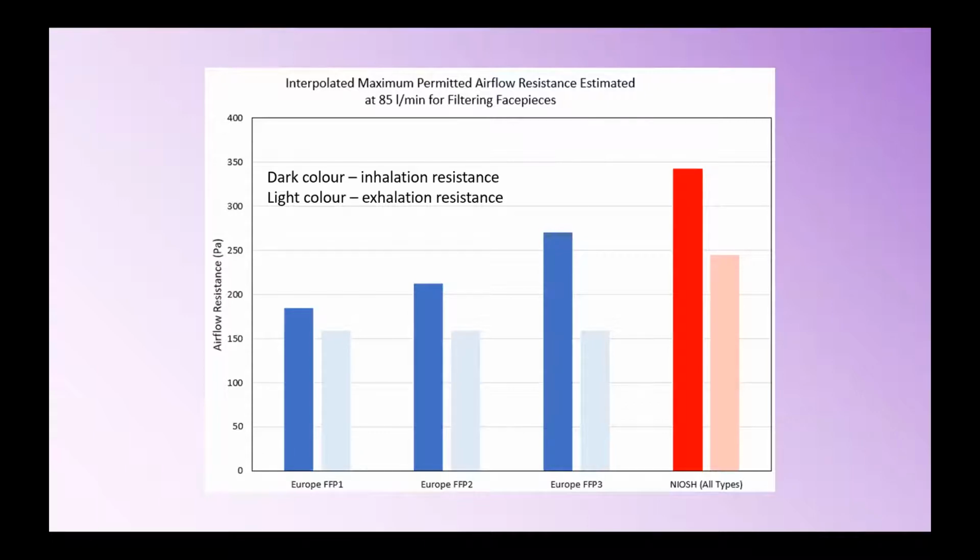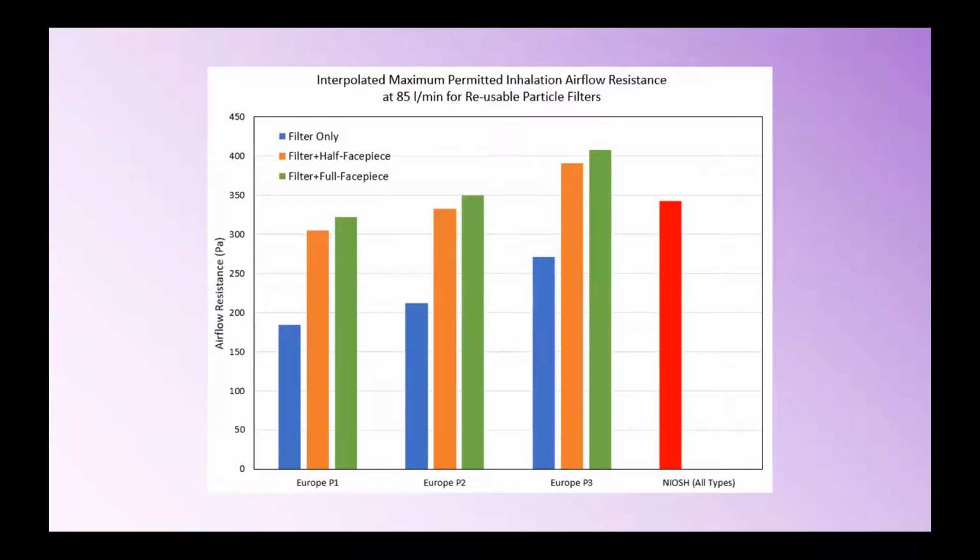When it comes to filters applied to a face piece, again, NIOSH has one fixed level, whereas Europe allows extra resistance according to the face piece type as well. So that's the effect on the P1, P2, P3 levels in filtration there. Again, fixed for NIOSH. So again, in this case, some of them go higher than NIOSH.